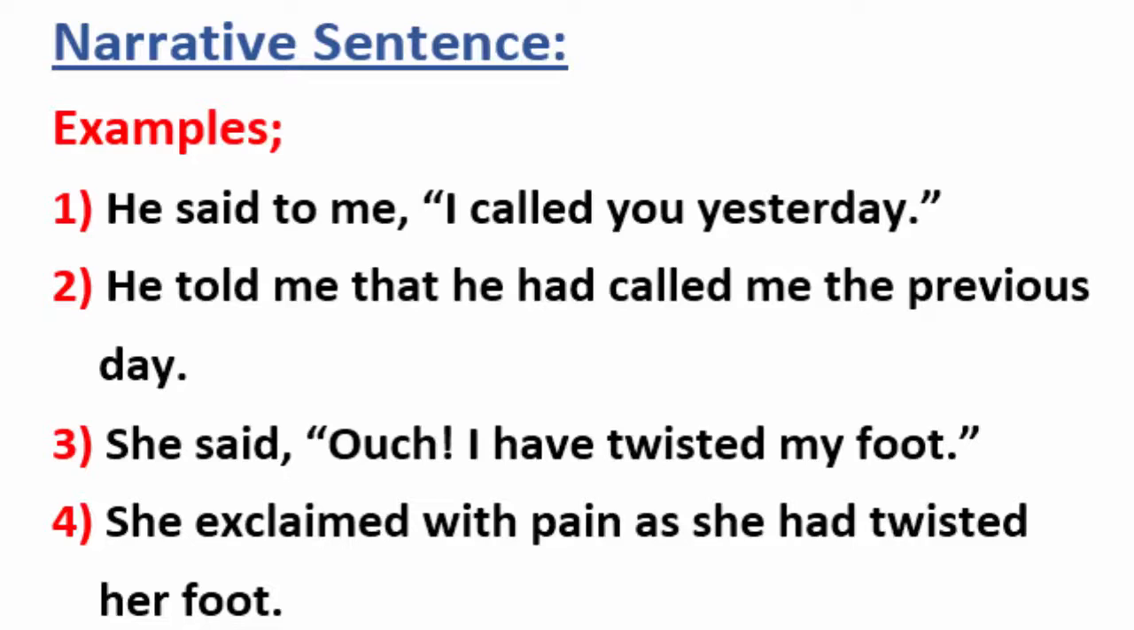Example number 3, she says, ouch, I have twisted my foot. This is direct narrative sentence. Example number 4, she exclaimed with pain as she had twisted her foot. This is indirect narrative sentence.